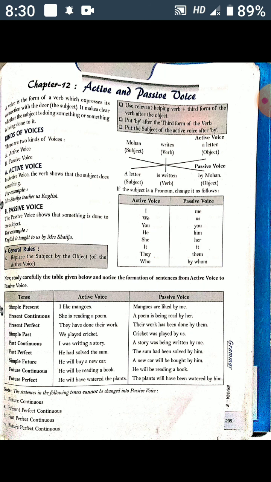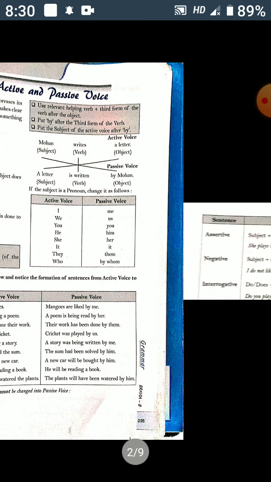The sentences in the following tenses cannot be changed into passive voice. देखो future continuous में same रहा ना, it cannot be changed. जैसे future continuous we have gone through that sentence, it will be same, so they can't change. Present perfect continuous में change नहीं होता, past perfect continuous में change नहीं होता, and future perfect continuous there will be no change. So this we don't have to do.